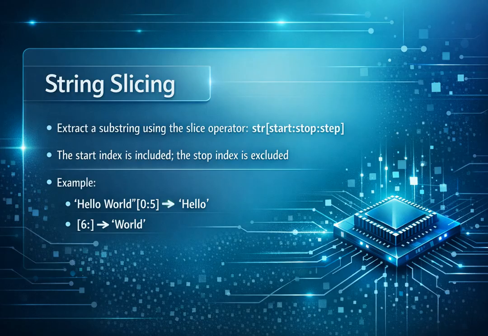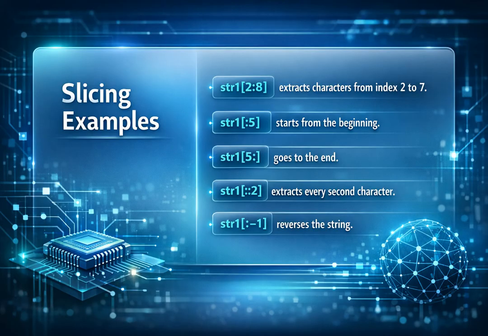Slicing extracts a portion of a string using the syntax string[start:stop:step]. The start index is included, but the stop index is excluded. For example, slicing the string "hello world" from index 0 to 5 gives you "hello", extracting just the first 5 characters. Slicing is very flexible. Omitting the start means beginning from the first character. Omitting the stop means going all the way to the end. Using a step of 2 extracts every second character, and using a step of -1 reverses the entire string.